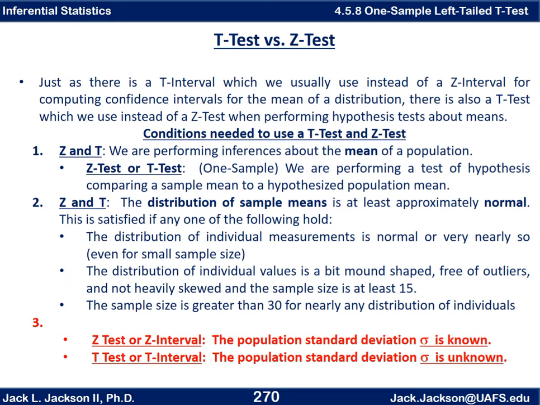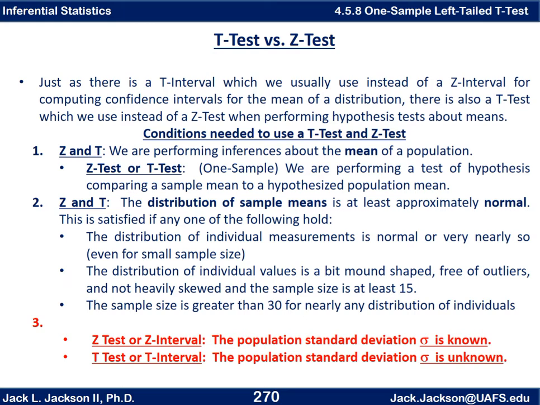For both the z and the t, we're performing inferences about the mean of a population. So a z-test or a t-test, at least the one sample version, we're performing a test of hypothesis comparing a sample mean to a hypothesized population mean. For both the t and the z, the distributions of sample means must be at least approximately normally distributed.